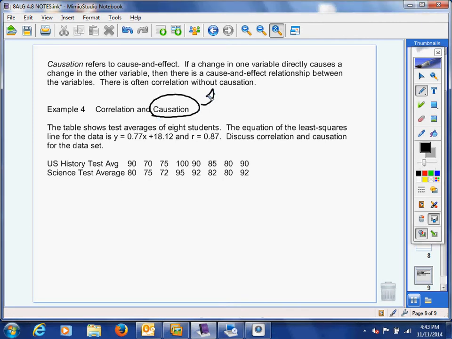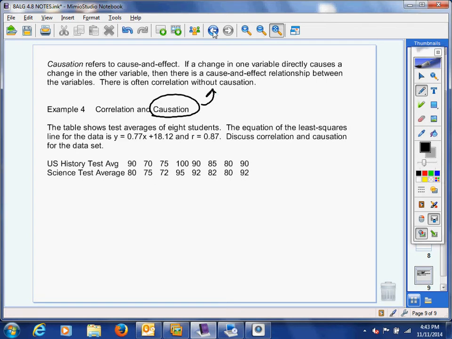Okay? Now look above, there's some information I need to share with you. Causation refers to cause and effect. So basically what we're saying is, does our X actually cause the Y? I want to show you one example, and we're going to talk about that causation in that example. So let me read the rest of it. If a change in one variable directly causes a change in the other variable, then there is a cause and effect relationship between the variables. It is possible to have a strong correlation, but no causation.